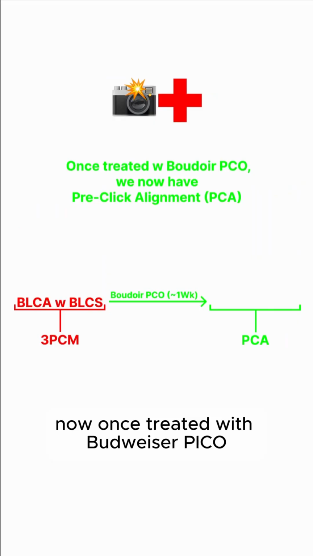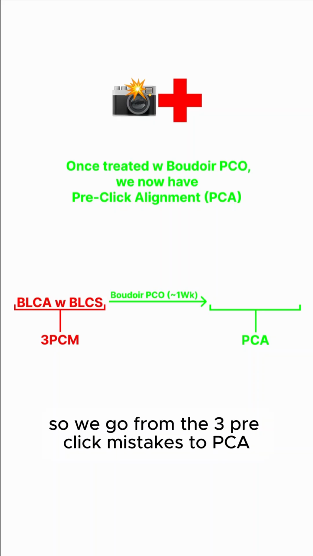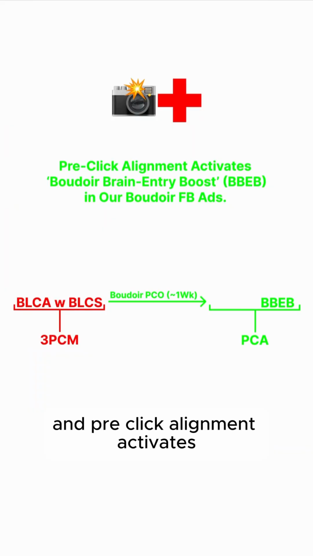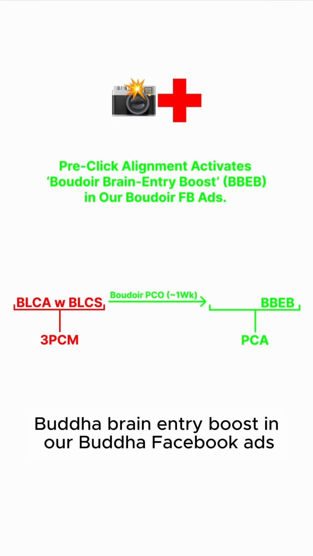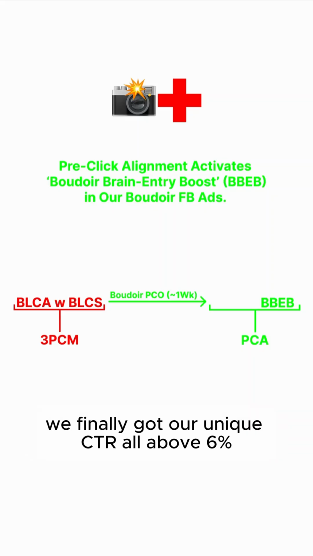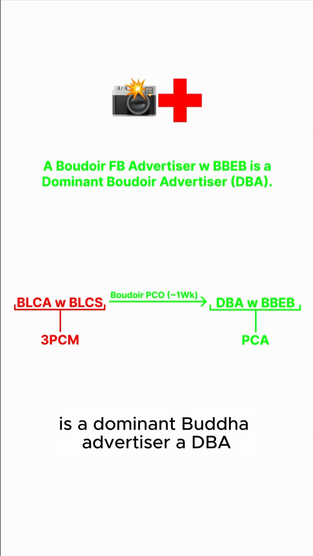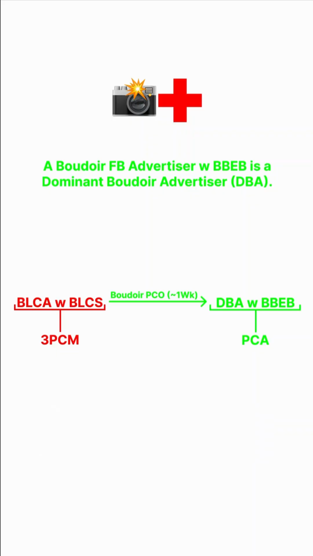Now, once treated with Boudoir Pico, we now have pre-click alignment, PCA. So we go from the 3 pre-click mistakes to PCA. And pre-click alignment activates Boudoir brain entry boost in our Boudoir Facebook ads. AKA, we finally got our unique CTR above 6%. And a Boudoir Facebook advertiser with Boudoir brain entry boost is a dominant Boudoir advertiser, a DBA.